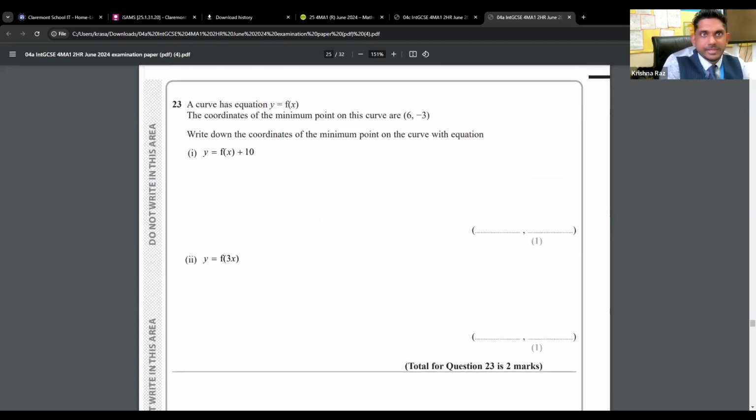Okay, so this means the graph is moved 10 up. So if we move this up 10, it'll be 6, 7. This means the graph is compressed by a factor of 3. So that's the x direction. A third of 6 is 2. And that'll be it. Job done.